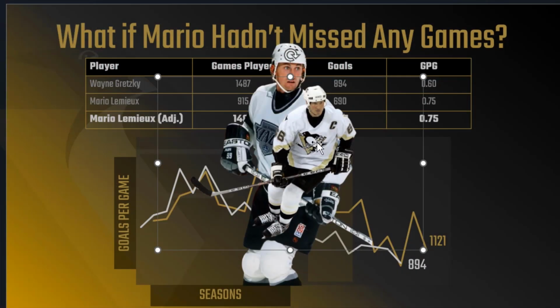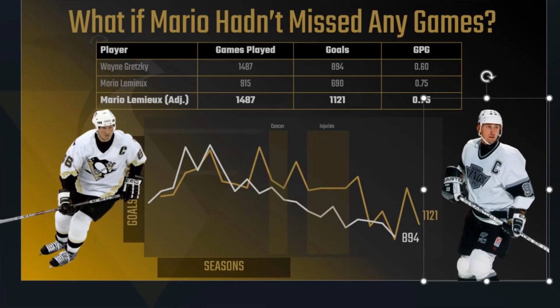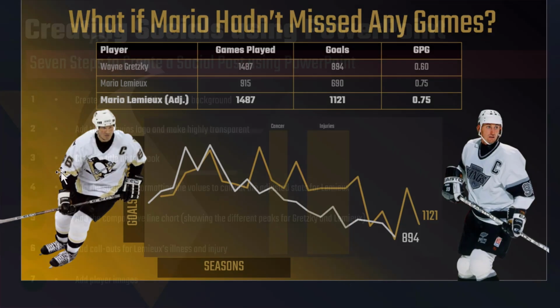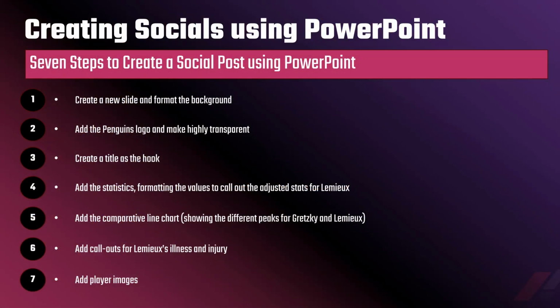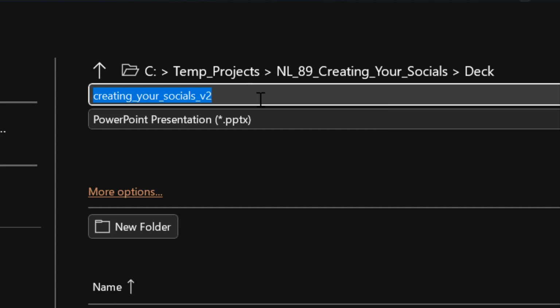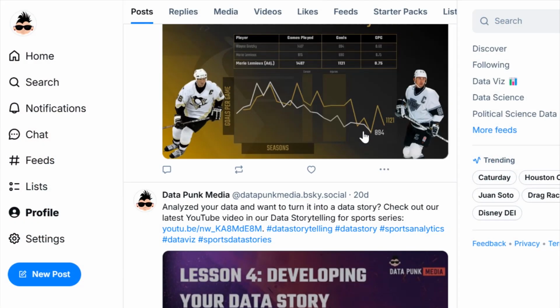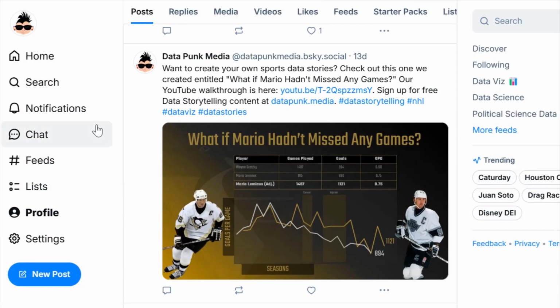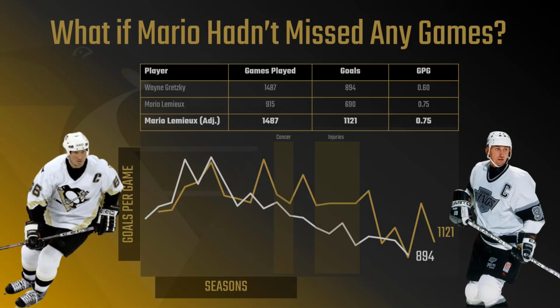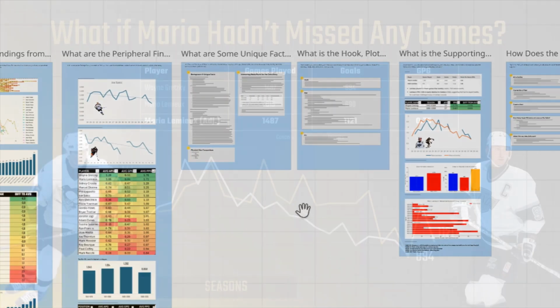And lastly, we added two images after removing their background into the post, such that we have visual context of Lemieux and Gretzky. The final step is to save the slide as an image file and post to your social media platform of choice, which in our case was to Blue Sky. And that's it. Note that a lot of the work we'd already done in the data collection and analysis phase, so creating this social content post was more about how we wanted to arrange the ingredients on a slide.